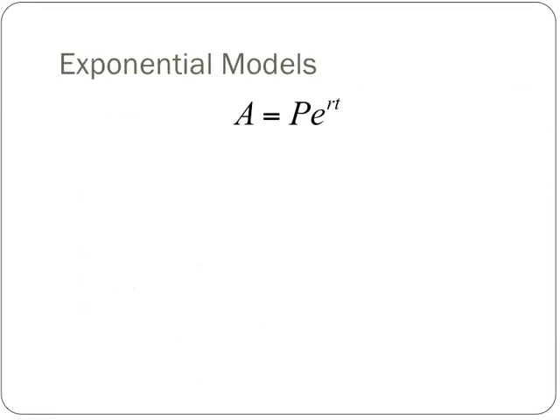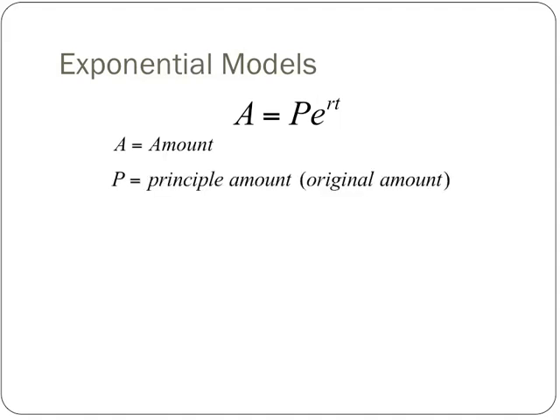So here is what we call the PERT equation. A equals P times e to the rt. A is the amount, or a future amount after some time t has passed. P is the principal amount. So this is what we consider the original amount that you start with.